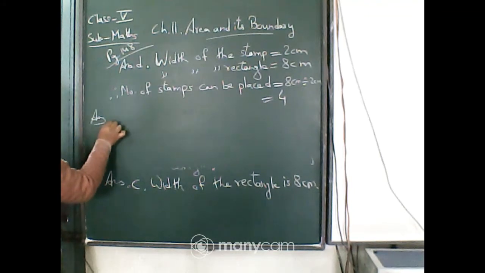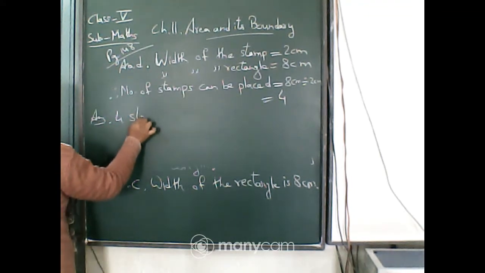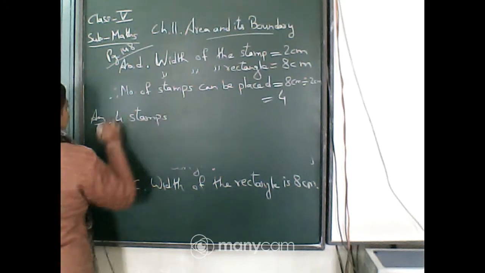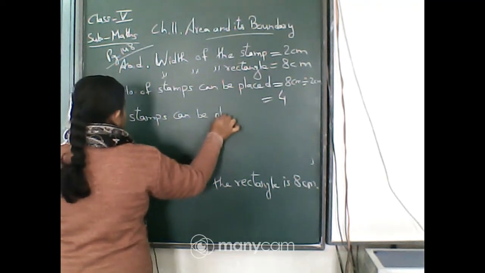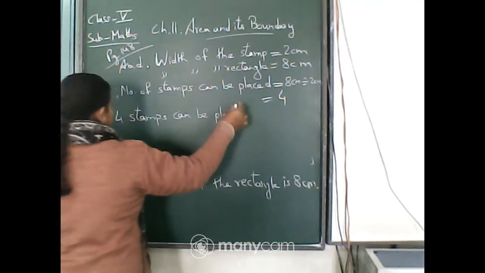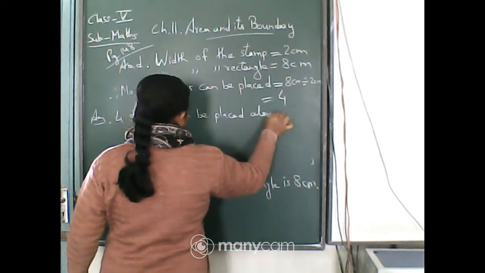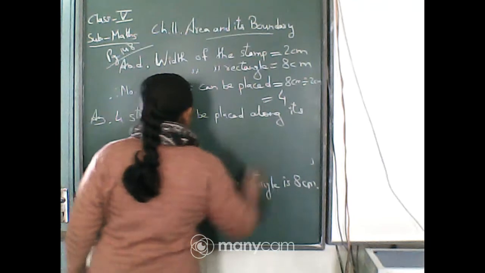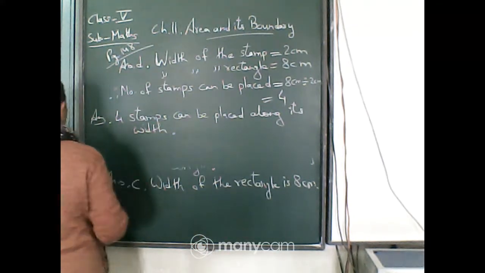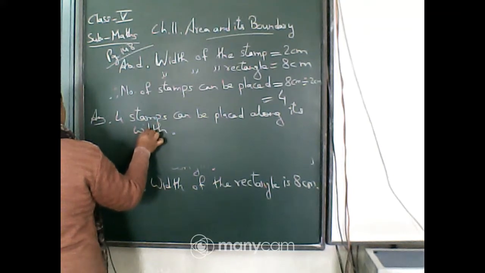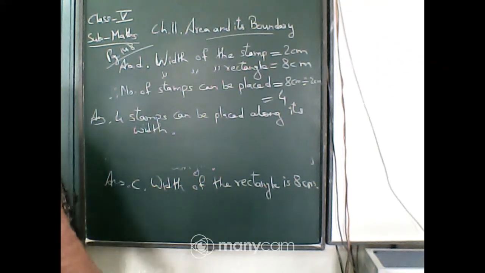So answer will be 4 stamps can be placed along its width. 4 stamps can be placed along its width.